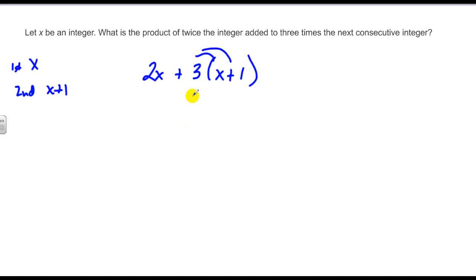So I distribute this through. It's 2x plus 3x plus 3. And all we're really asked to do is find an expression. So in this case, I had like terms. 2x plus 3x is 5x plus 3, and I have none.